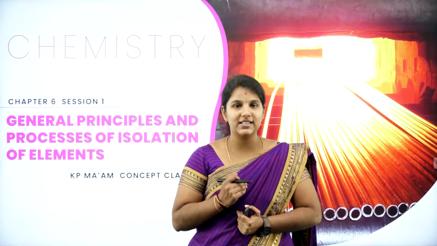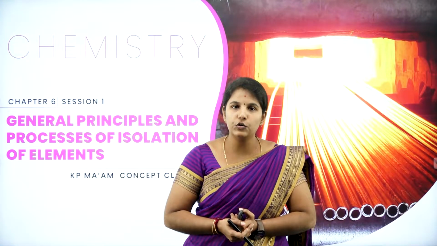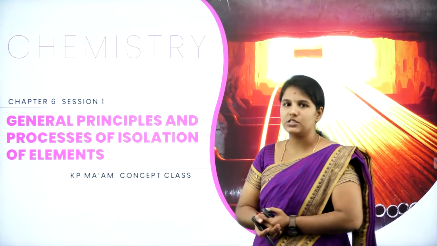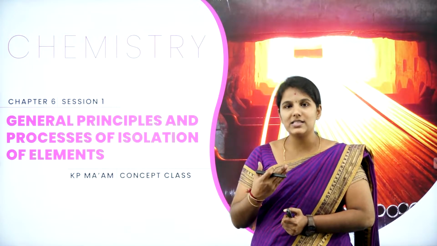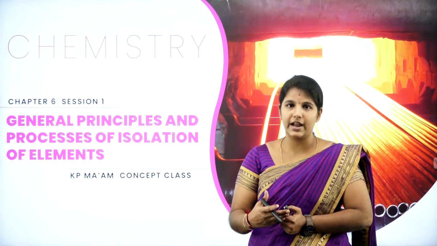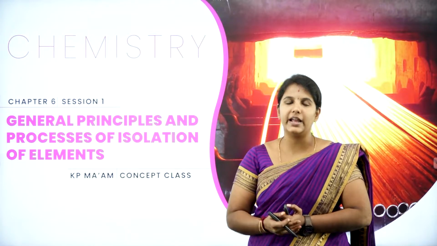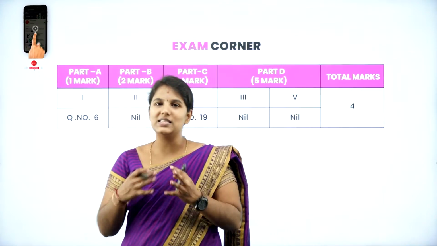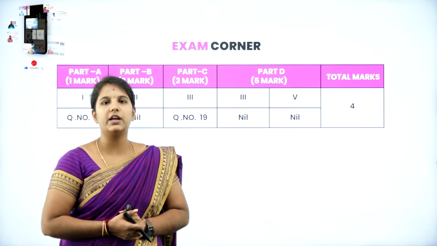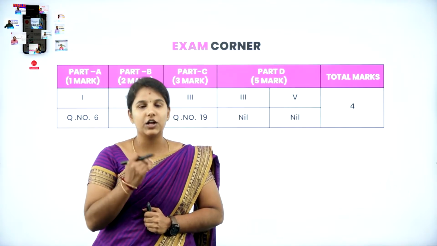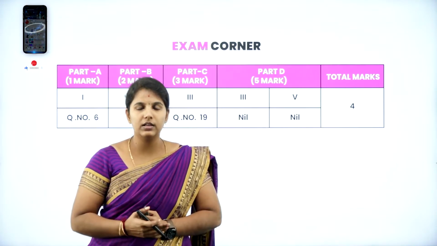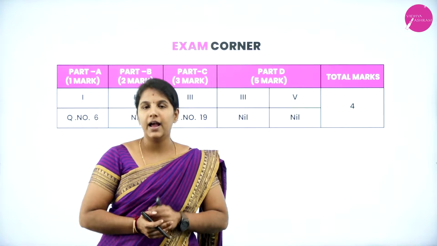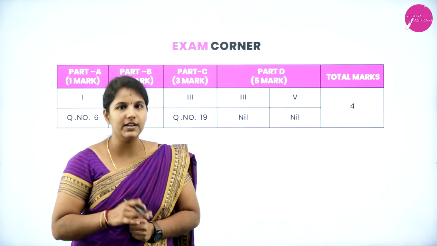My dear students, in this session, we are going to discuss a new unit called General Principles and Processes of Isolation of Elements. Before going to understand this unit, first we will understand the minimum weightage for this chapter. From this chapter, we can easily get one 1-mark question and one 3-mark question. Question number 6 from the 1 mark and question number 19 from the 3 marks will come from this unit. And the total weightage for this unit is 4.